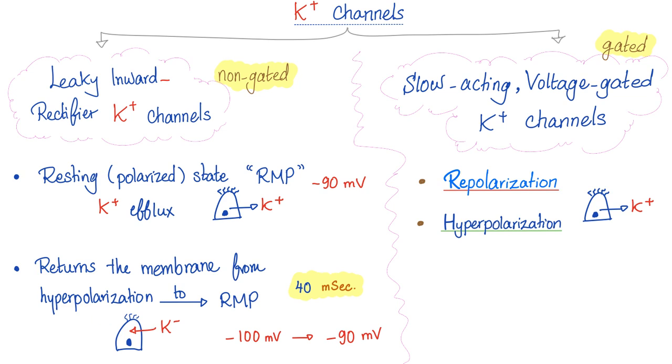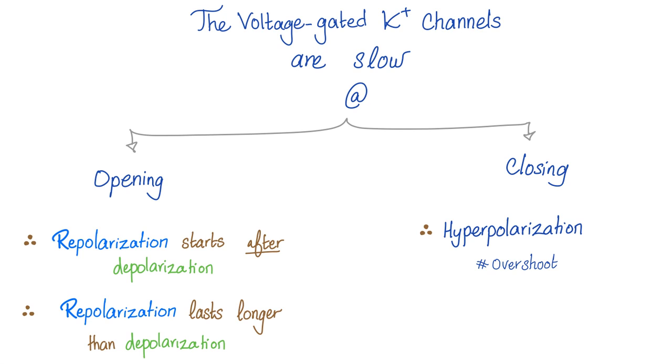Let it in, responsible for the return from the hyper to the resting. Since most of the time the channel is busy here, allowing the potassium in, we call it the inward rectifying. But this is the same channel that lets the potassium out as well. The voltage-gated one is responsible for repolarization and hyper. The voltage-gated potassium channels are slow. Slow at opening, slow at closing.